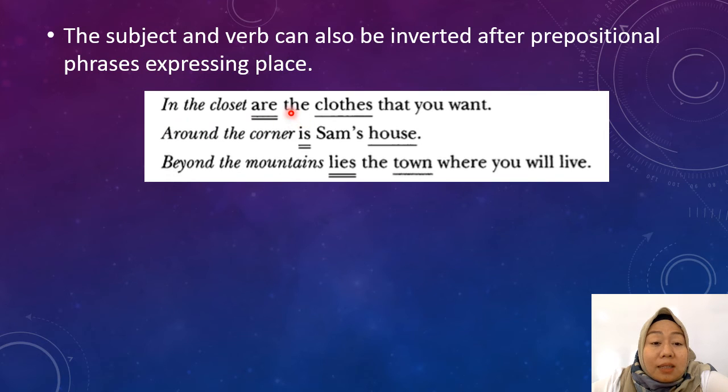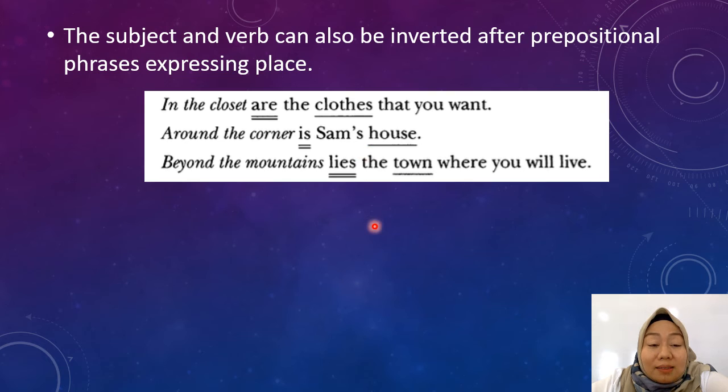We can say it like this: the clothes that you want are in the closet, right? Or Sam's house is around the corner. So if you notice, this prepositional phrase is needed to complete the sentence. If you have prepositional phrases that are needed to complete the sentence, like in the closet, around the corner, then you can put it at the beginning of the sentence and then invert the subject and verb.